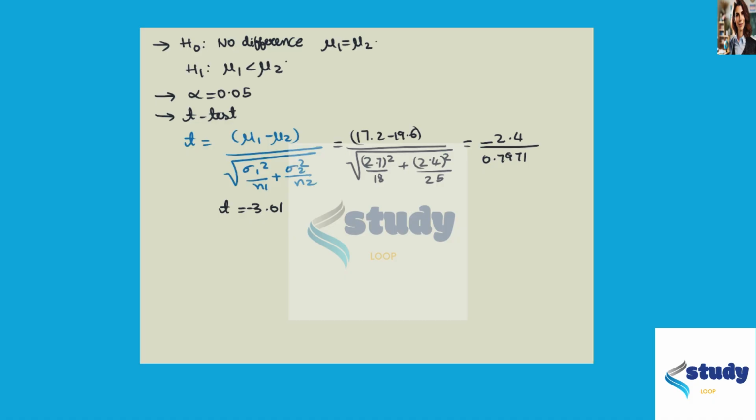In order to determine the critical value, since we are conducting a one-tailed test with 5% level of significance, we need to find the critical value for a t distribution, which has 18 minus 1 plus 25 minus 1 equals 42 degrees of freedom. Using a t-table or a calculator, we find the critical value to be approximately minus 1.68. This is a tabulated value which is extracted from the t distribution tables.